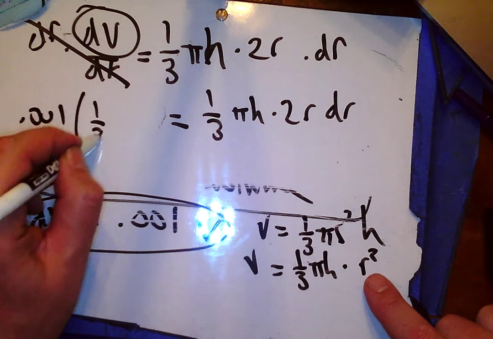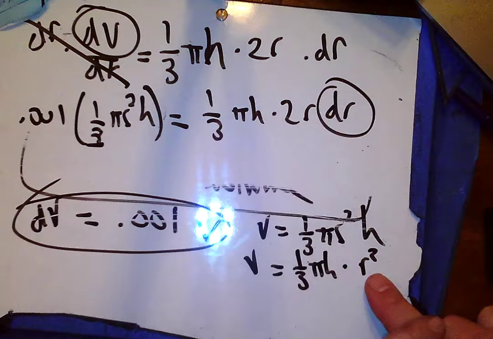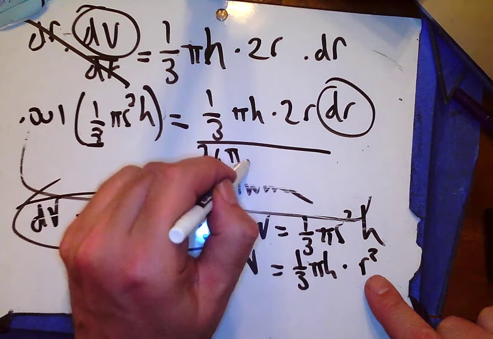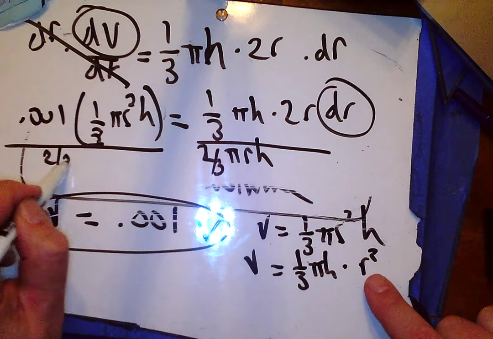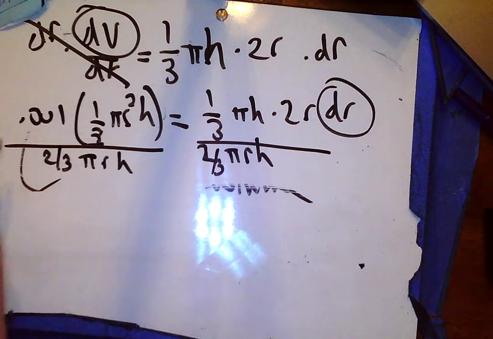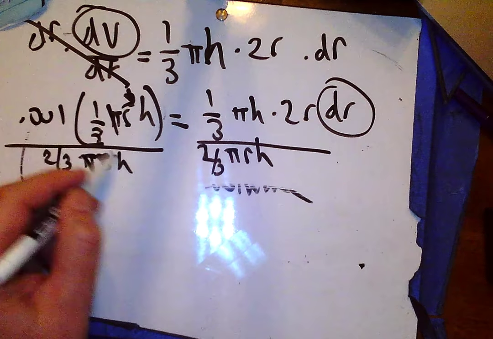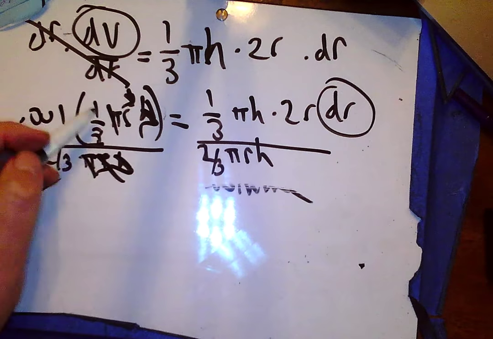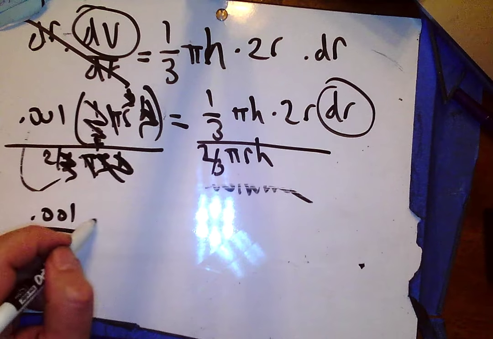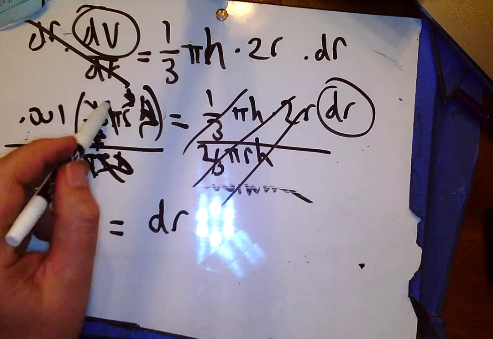0.001 times 1/3 pi r squared h. And so now I'm trying to find dr. Let's divide both sides by 2/3 pi r h. And is it pi r? Yes. And so what do we have? Well, the pi's can cancel, and this r can take one of those, and this h takes that. I've got a 1/3 here and a 1/3 there, and so really I've just got 0.001 divided by 2 equals... cancel, cancel, cancel, dr. Where did my spare r go?